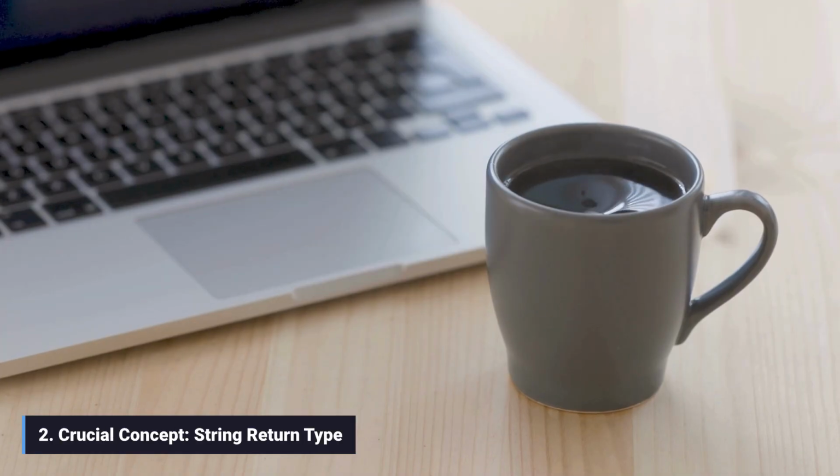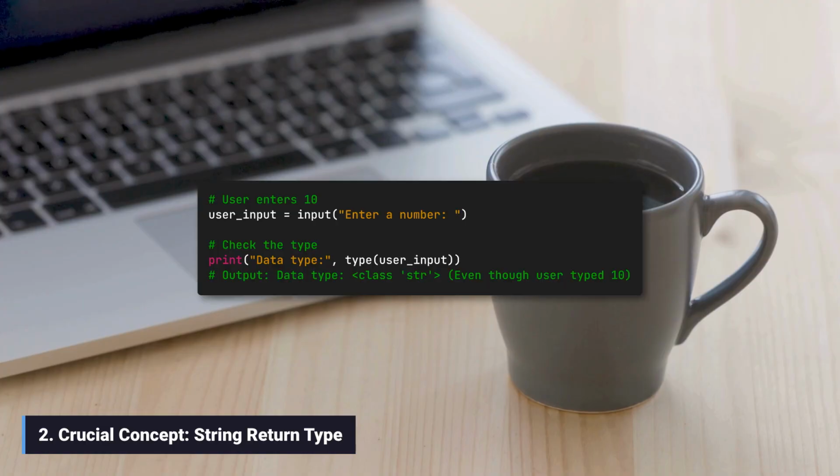2. Crucial concept, string return type. This is a single important rule. The input function always returns data as a string, regardless of what the user types. If the user types a number, it is still stored as a string.